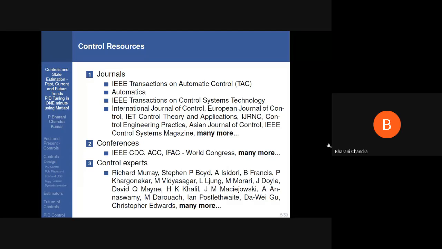And some of the control experts who have contributed in the recent past, maybe in the last 2 or 3 decades, to various types of control systems include Richard Murray, Stephen Boyd, Alberto Isidori, Bruce Francis, Pramod Khargonekar, M. Vidyasagar, Leonard Young, Murari, Doyle, David Q. Mayne, Hassan Khalil, Massajoski, Anuradha Annaswamy, Mohammed Darouach, Ian Postlethwaite, Davaigu, Christopher Edwards, and many more. These are the control experts whom I closely follow, and they have contributed very much to control theory in the last 2 to 3 decades or so.